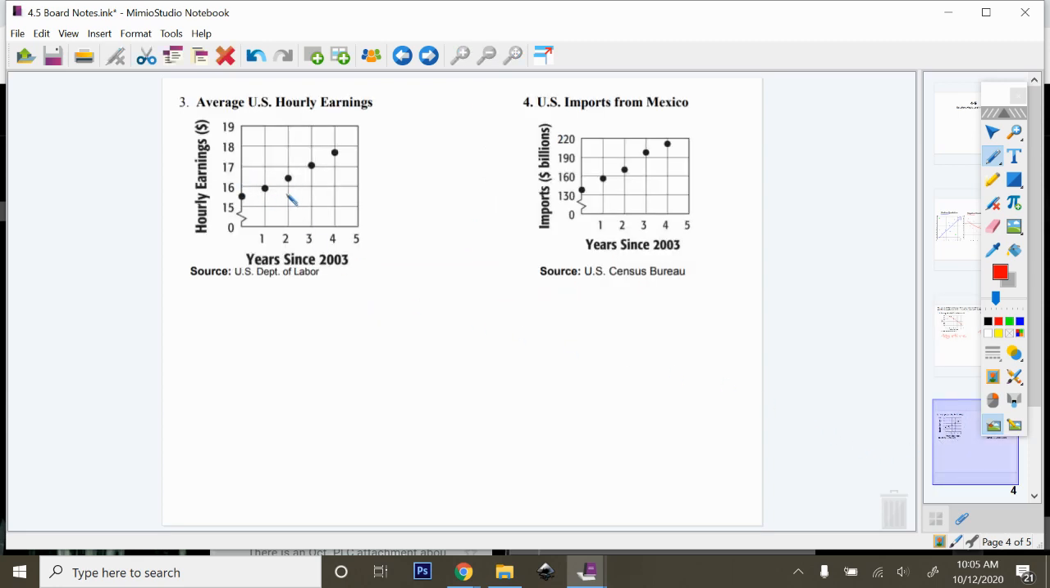All right, let's do the same thing here. Let's do green. Okay, this is a very obvious positive trend. That line is going uphill.